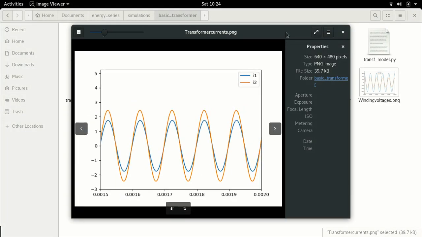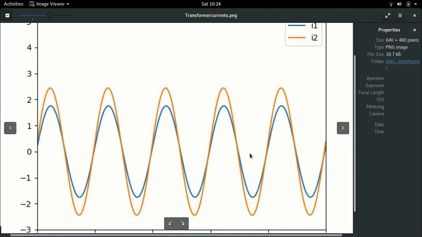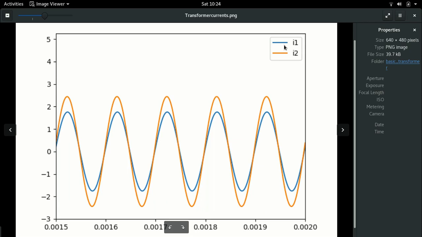So if we zoom in here, let me just expand this and zoom in, we see that the results are fairly similar, right? So as before, the orange line is the secondary current or the low voltage current, which is why the current is larger. The blue line is the primary or the high voltage winding, which is why the current is lower. But even though we have a 2:1 step down transformer, the primary current is not exactly half the secondary current.